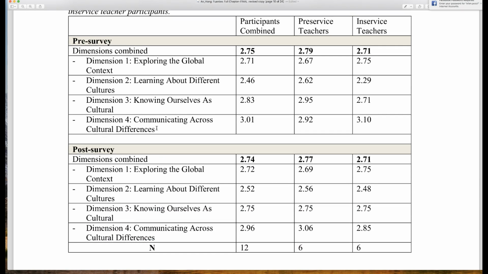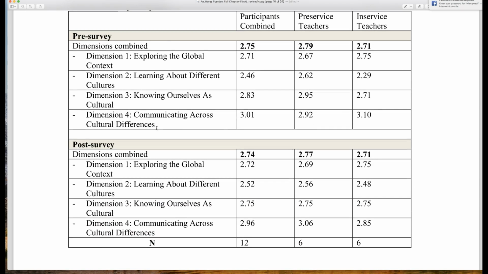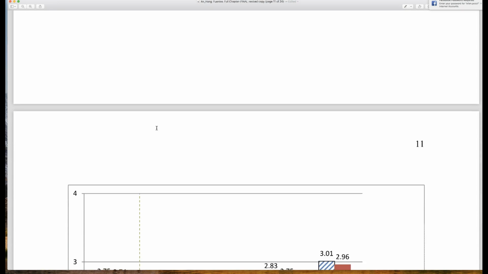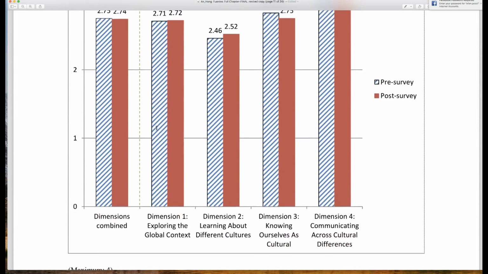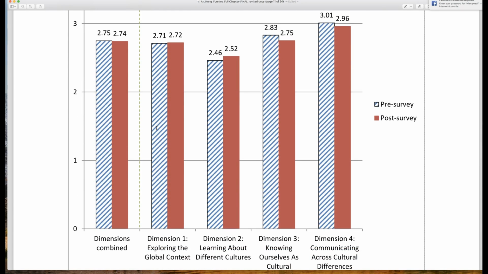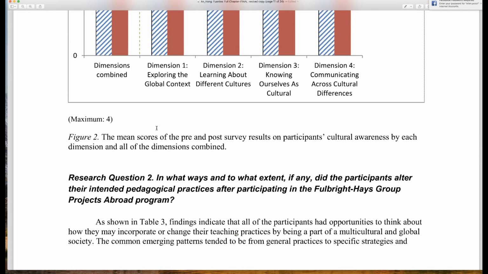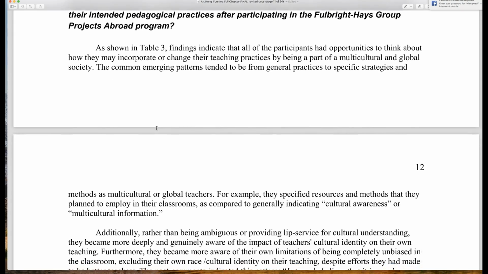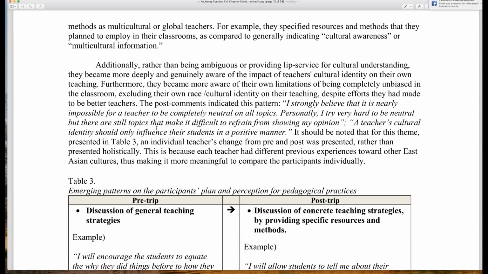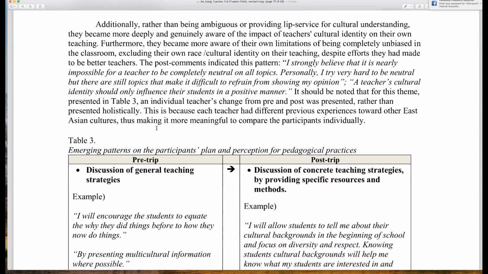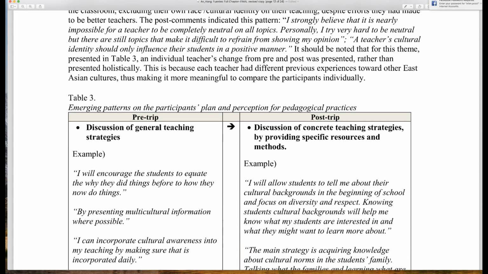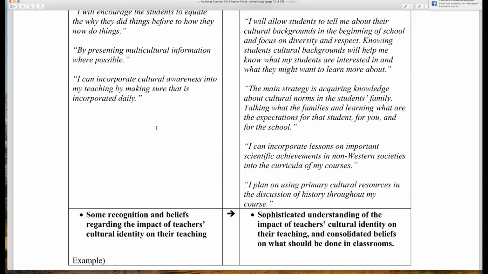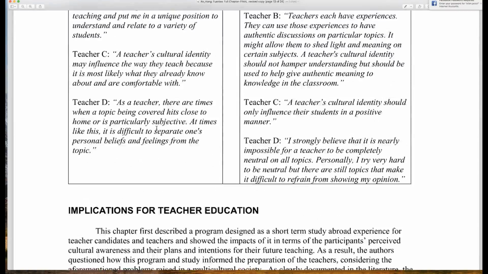So they developed pre and post surveys so they could see any changes, and they looked at the difference between the two before and after. They didn't do a statistical analysis, they just looked at the mean scores. And then here for the second one, this was more based on qualitative analysis, and they reported the data here.